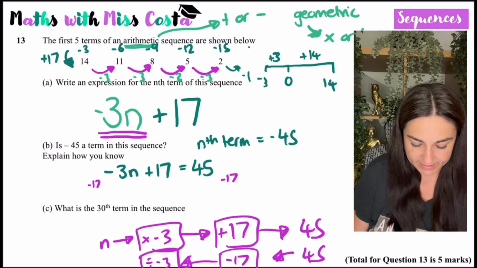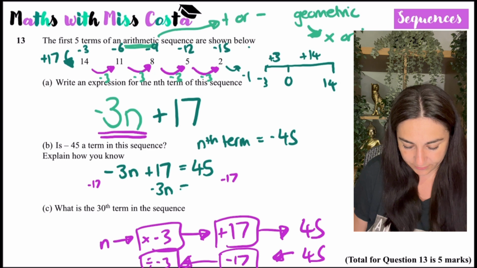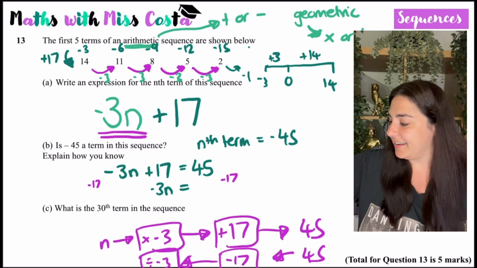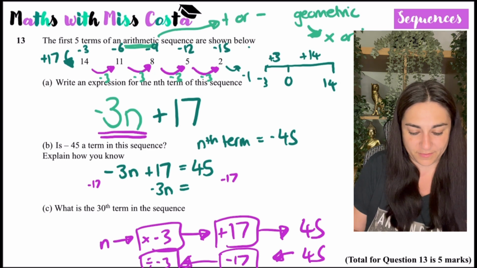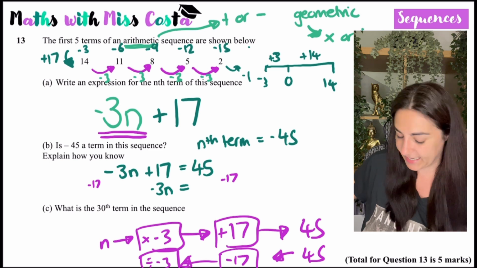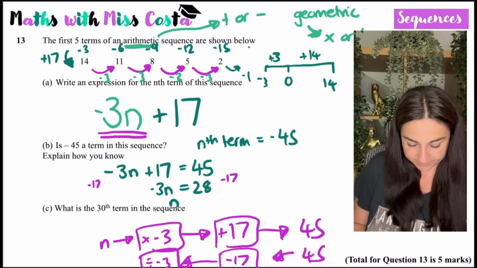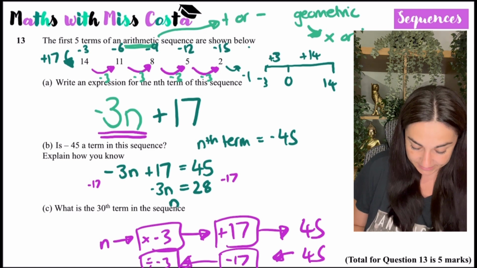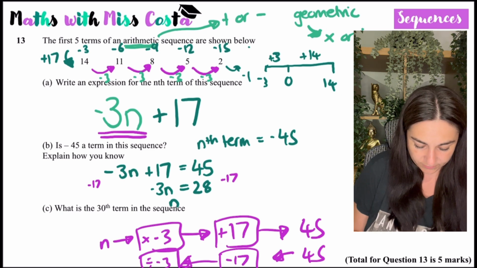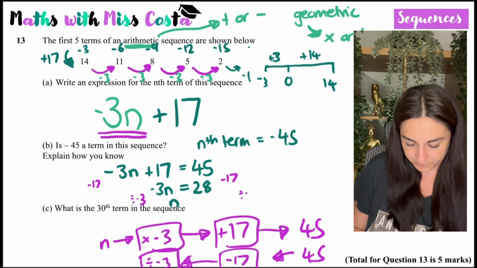So I subtract 17 first. So I'd be left with minus 3n is, and then 45 take away 17 is 28. So minus 3n is 28. And then what do I do next? The function machine tells me I have to divide by -3. So I'm going to divide both sides by -3.